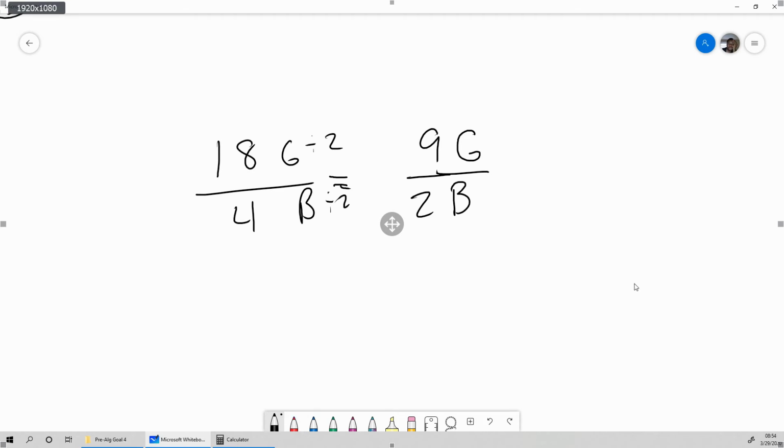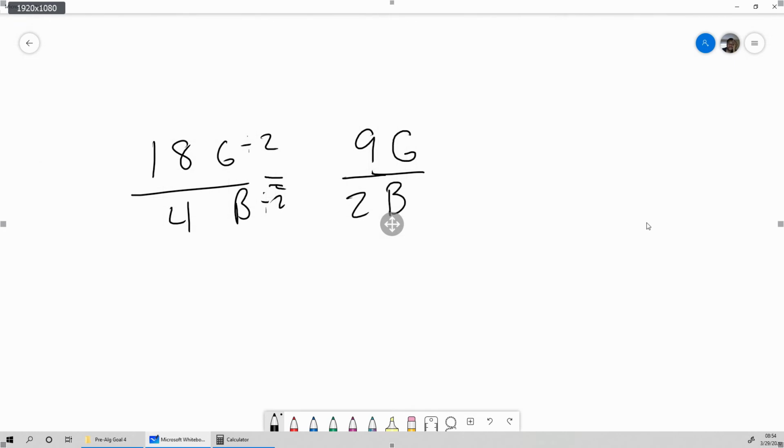Now, assume that I want to compare it to Mr. Elliott's class. I know that he has 27 girls. So if we have the same rate, I want to figure out how many boys he has.